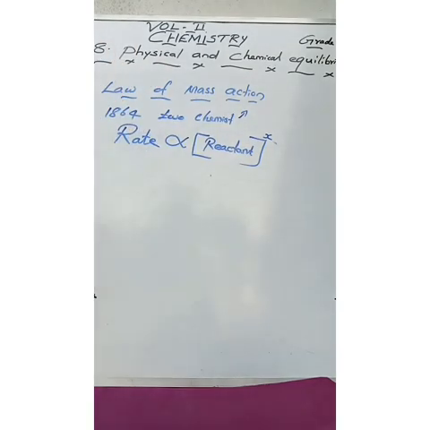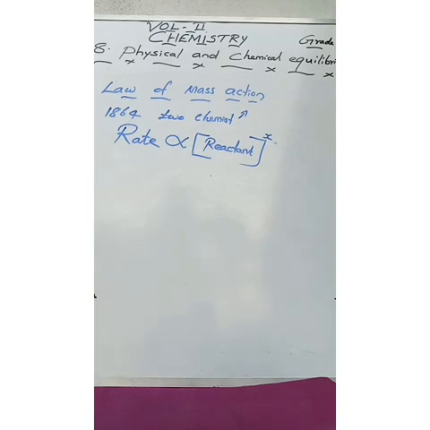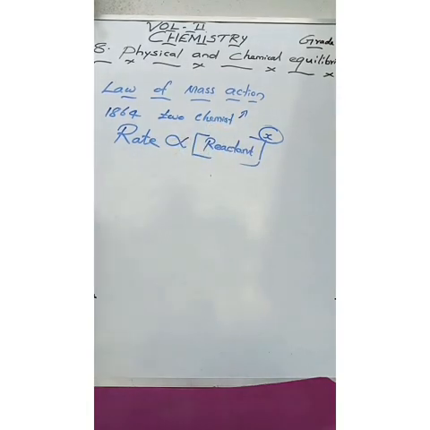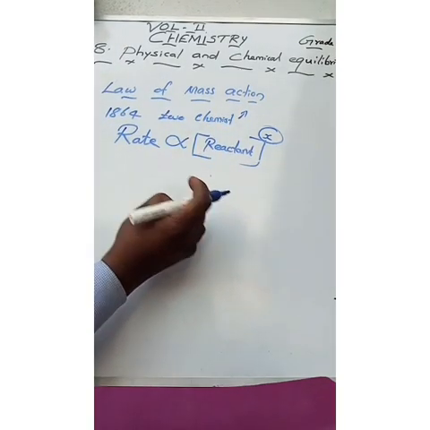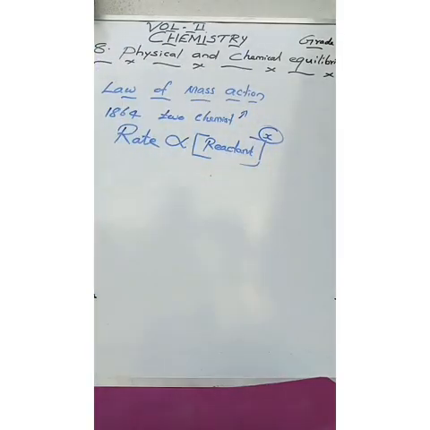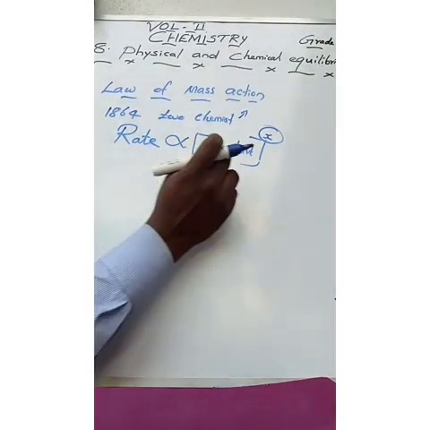What is that one law? At any instant, the rate of the chemical reaction at a given temperature is directly proportional to the product of the active masses of the reactant at that instant. Here, what is this X? Don't forget that you have to write the X. X is the stoichiometric coefficient of the reactant.